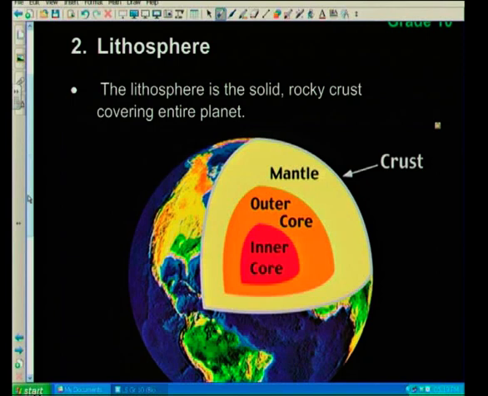But very briefly, what is the lithosphere? Lithosphere refers to the solid, rocky crust that covers the entire Earth. So there we have the word crust, and that forms, it's about 100 kilometers in thickness. Now just under that crust we have a mantle. Now the difference between the crust and the mantle just lies in the chemical composition of these two layers. But the crust is the important part.